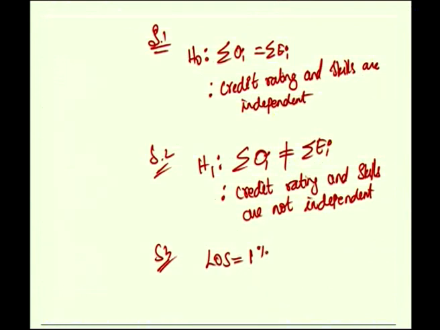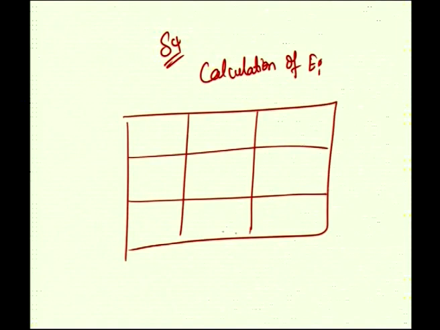Let us have it as 1% for a change, and degrees of freedom is R minus 1 into C minus 1. Number of rows is 3 here, and number of columns is again 3, because it is a 3x3 contingency table. So, 3 minus 1 into 3 minus 1, 2 into 2, 4. Next step 4 is calculation of EI. You have to do it carefully for a 3x3 table. So, 3 rows and 3 columns has to be formed.